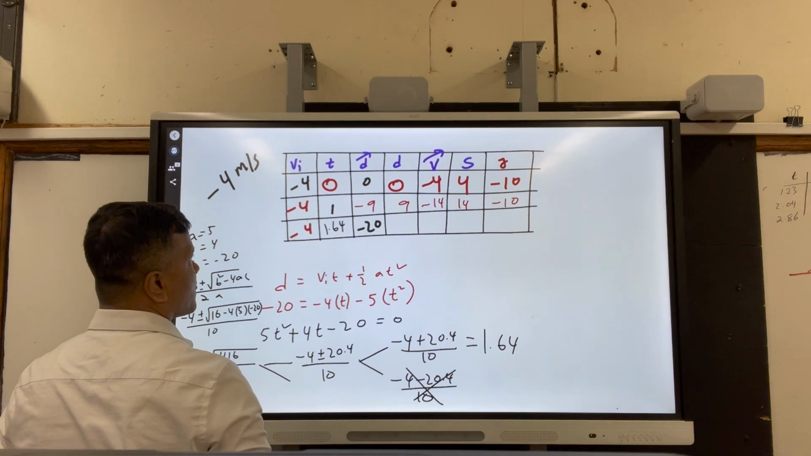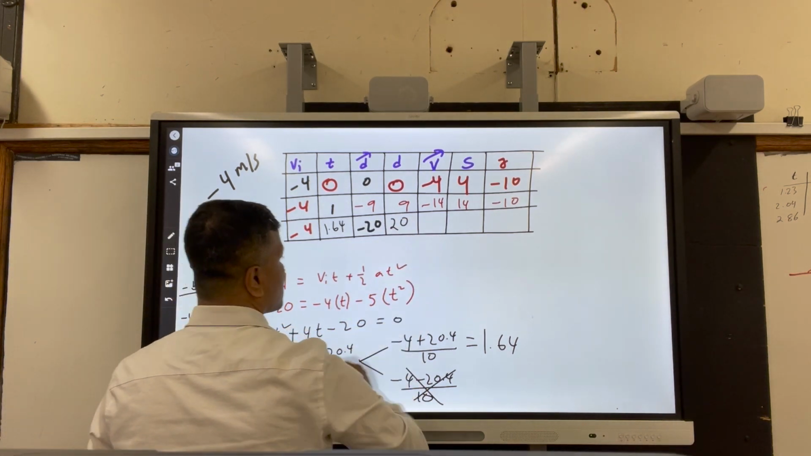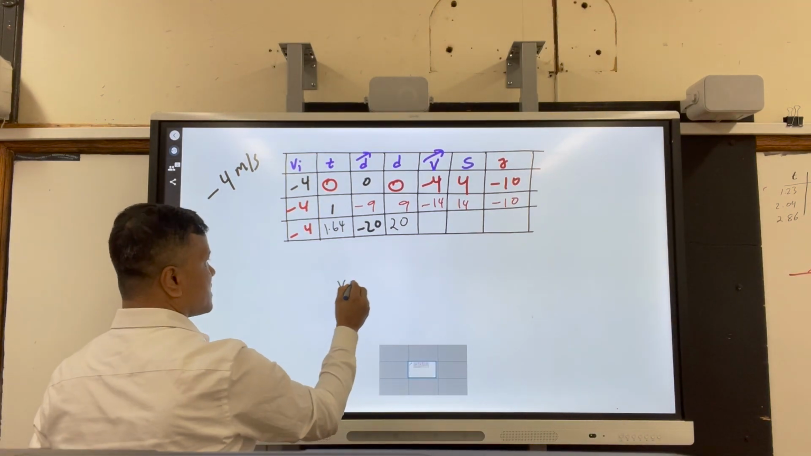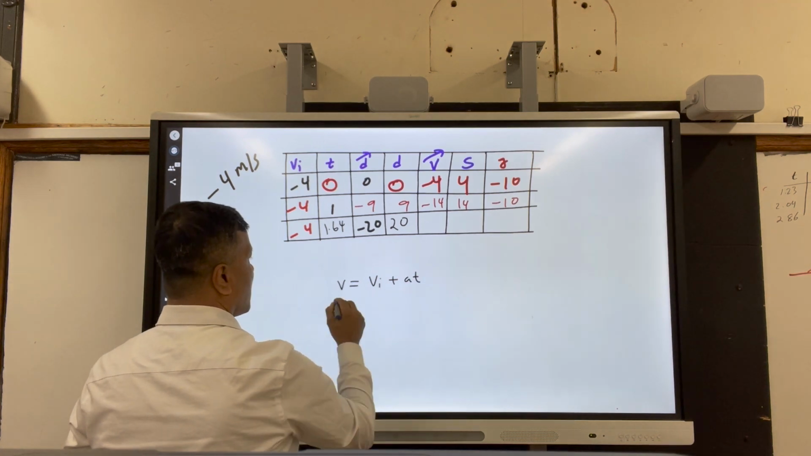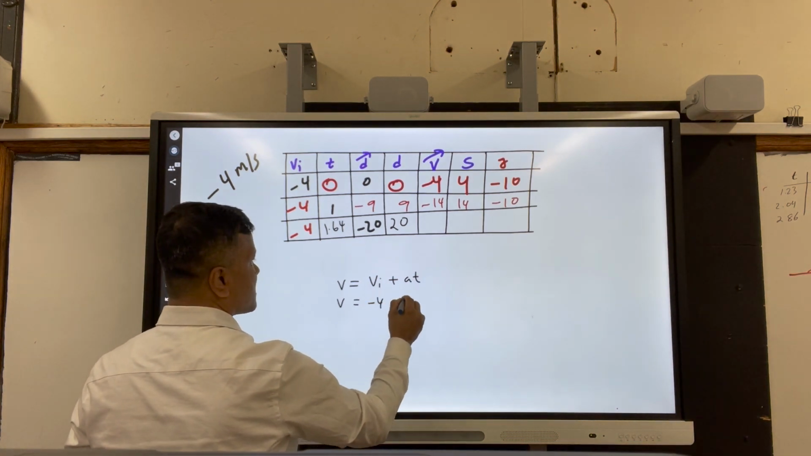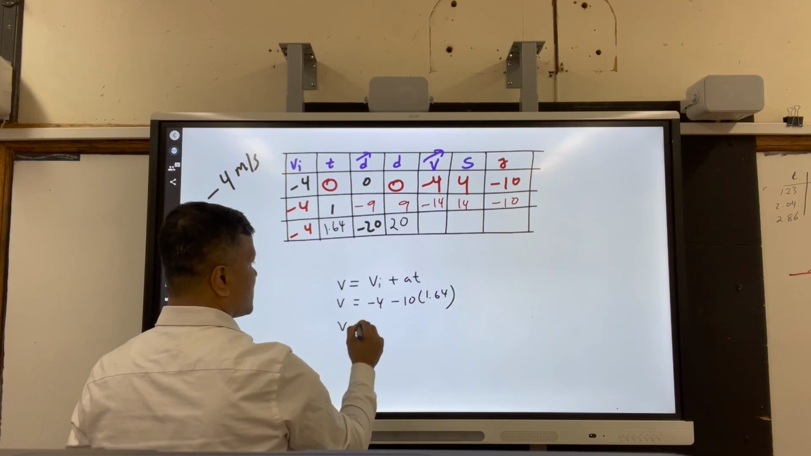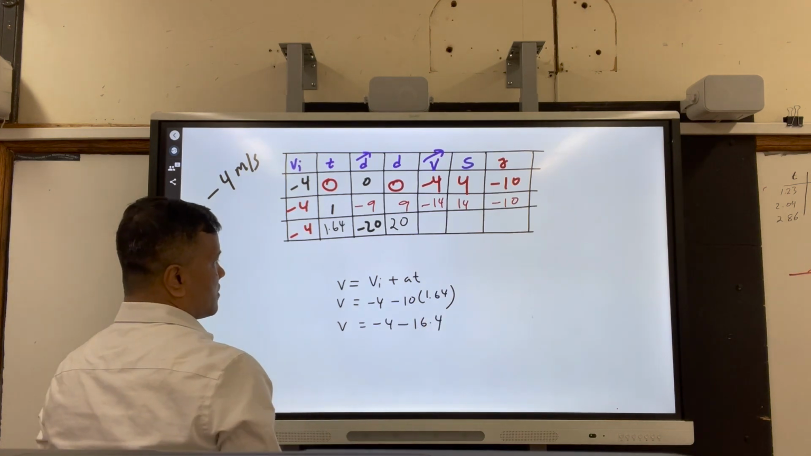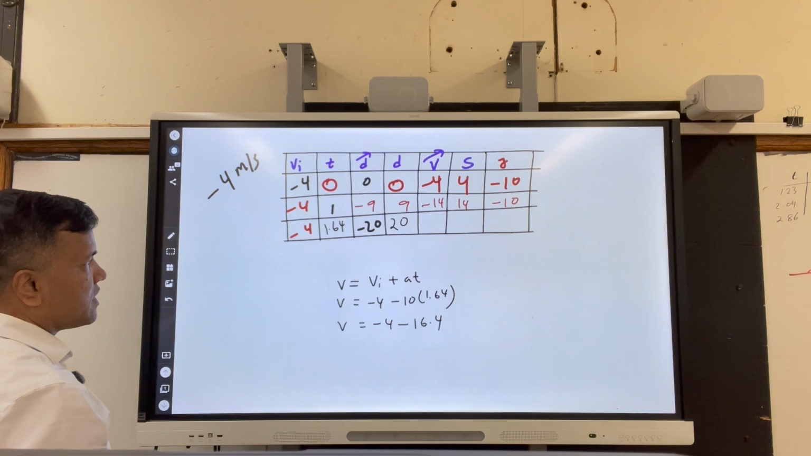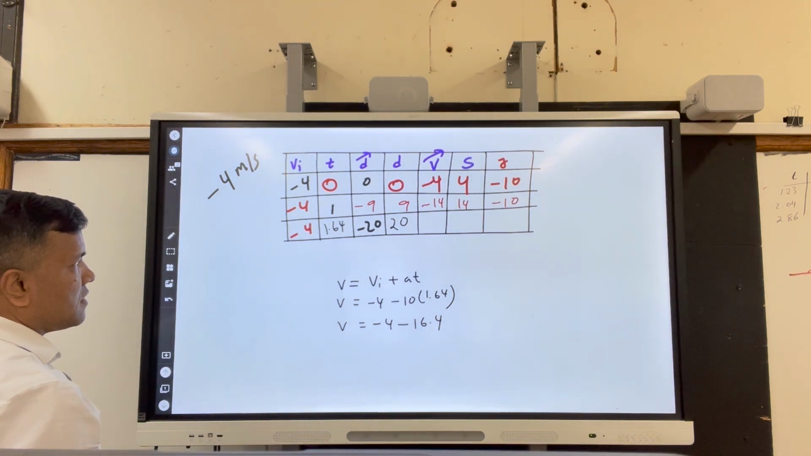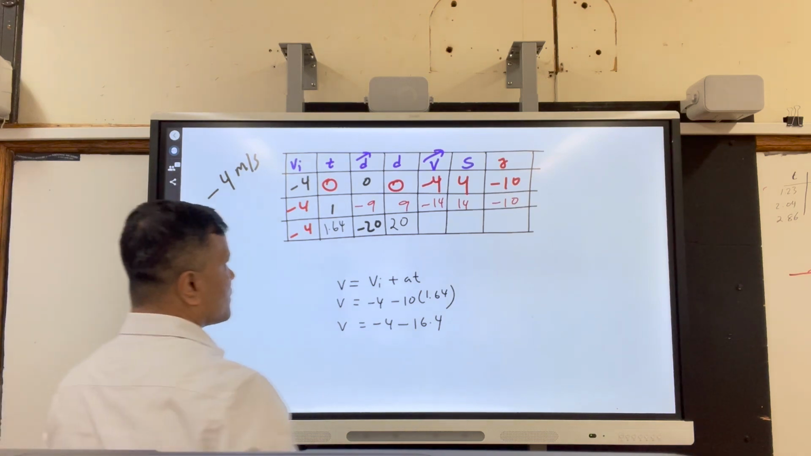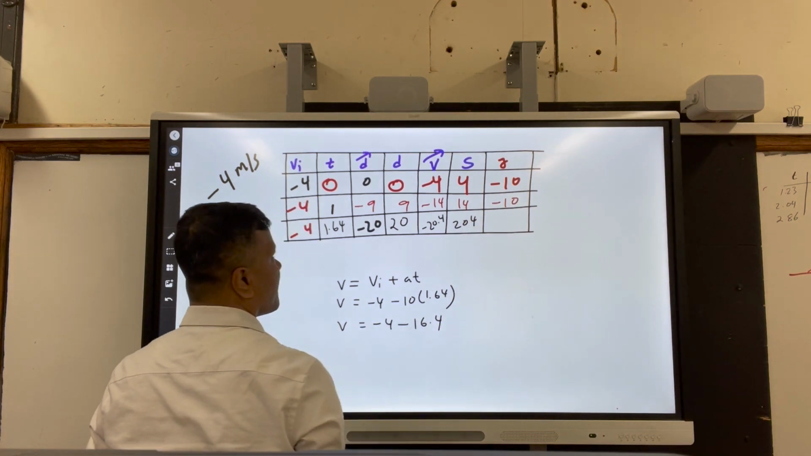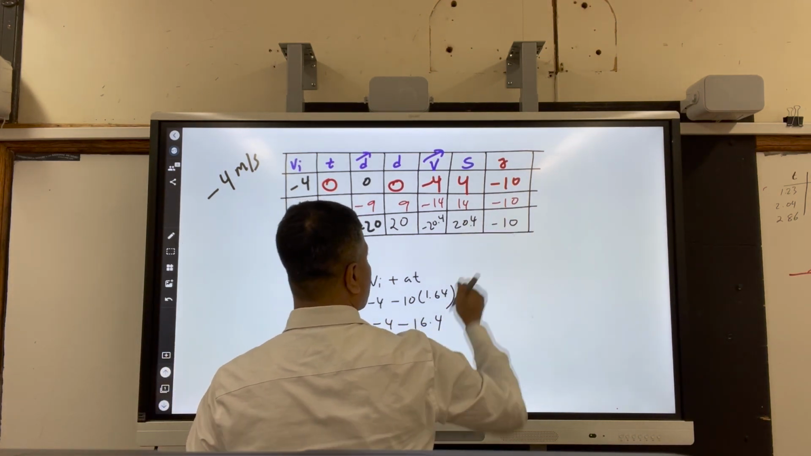At 1.64, the distance would be 20, and the velocity. So how is velocity found? VI plus AT. Velocity is VI, negative 4, minus 10 times 1.64. So V is negative 4, negative 16.4, right? So the velocity would be negative 20.4. So negative 20.4, and the speed is 20.4, and this is negative 10. Okay, good.